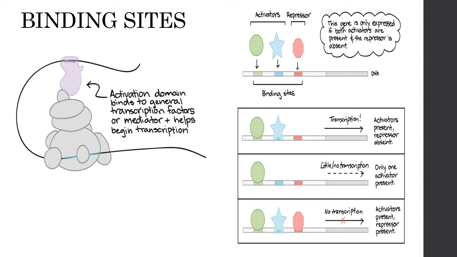And then here only one activator is present, so there will be little or no transcription. And then the activators are present and the repressor is also present. So these two are the activators and this is the repressor, and then there will be no transcription.